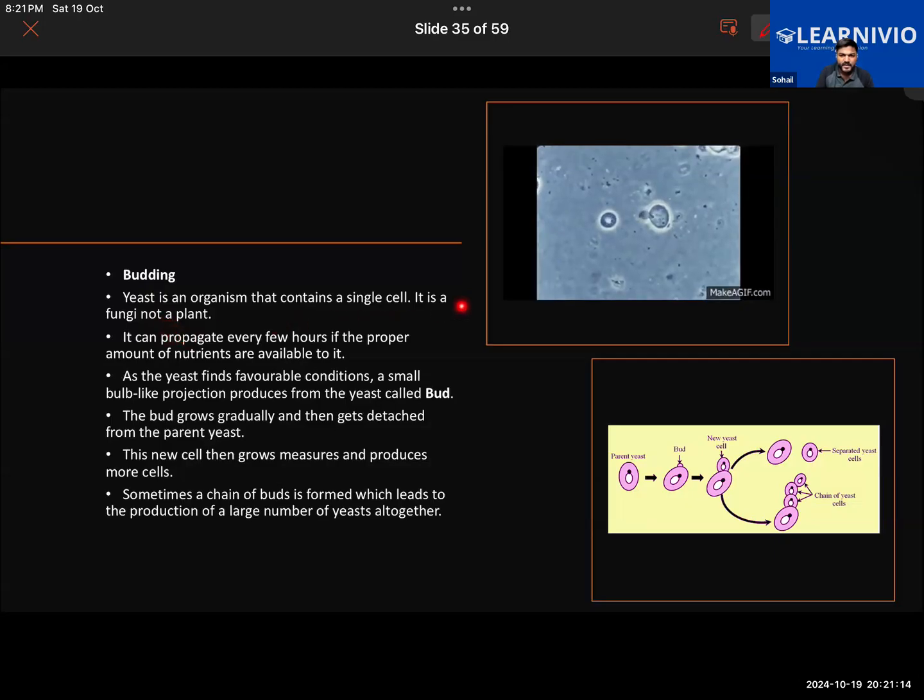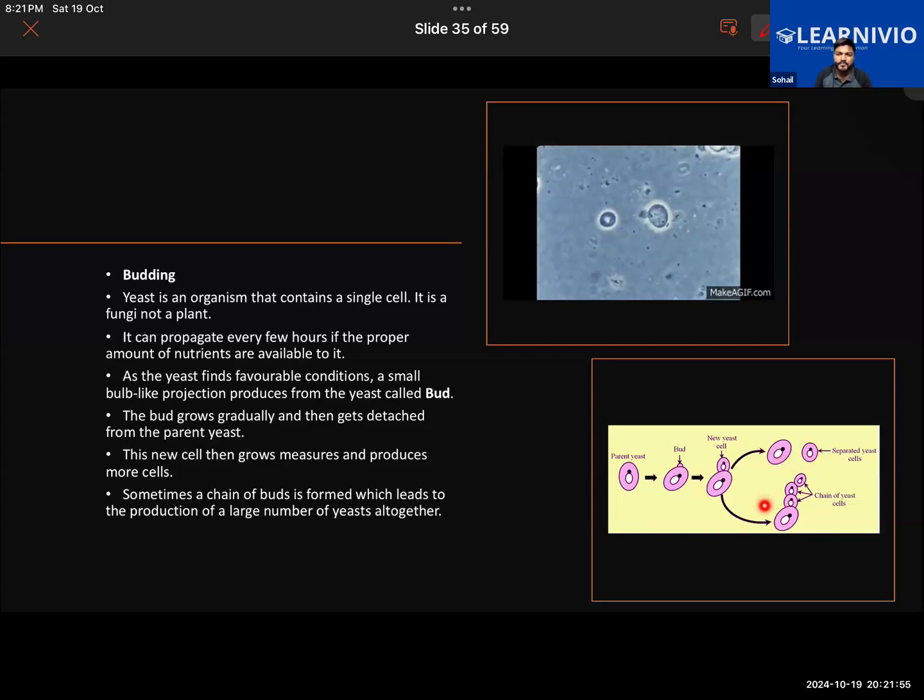As you can see here, this is a yeast, and a small bud has grown out of it. A small tissue grows out of it, which is called a bud. After some time, it can detach from the parent organism, or it can remain attached. This is the parent yeast, from which a small tissue has grown, called a bud. Later on it will grow and multiply further, and a new yeast cell grows out of it. Now it can separate from the parent organism.